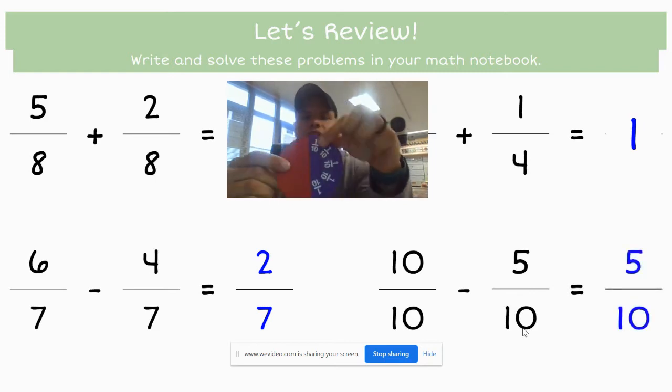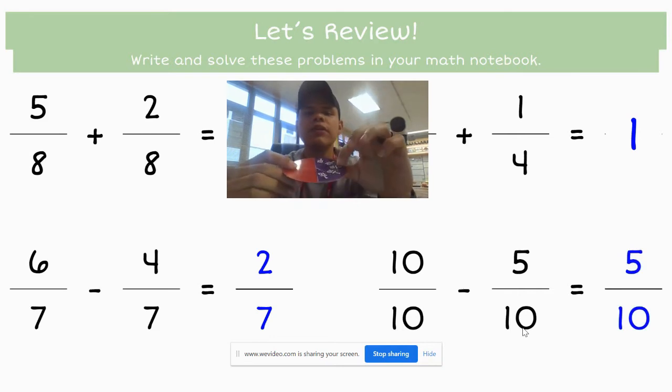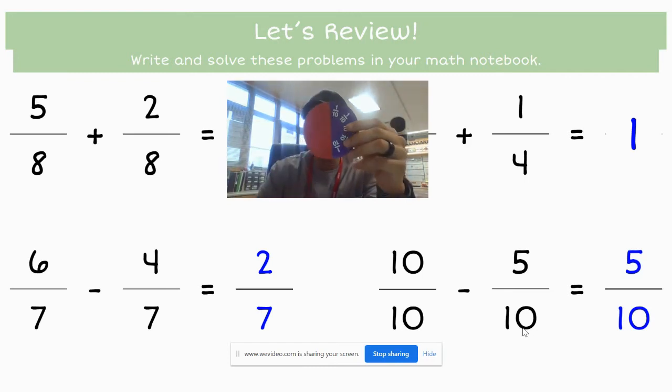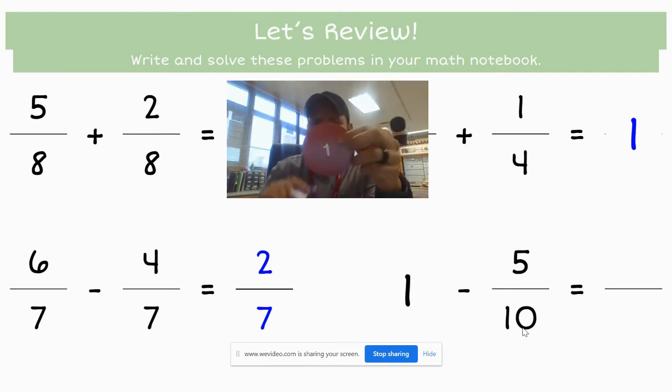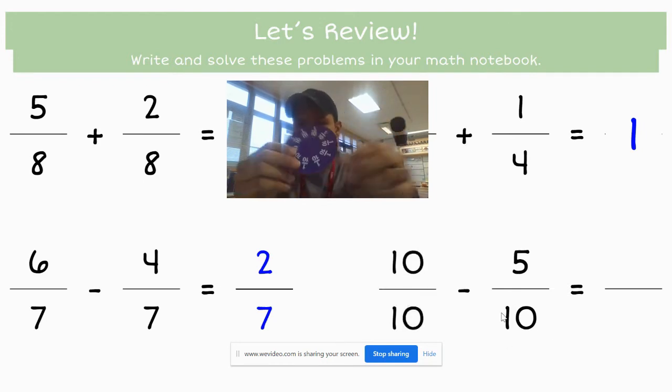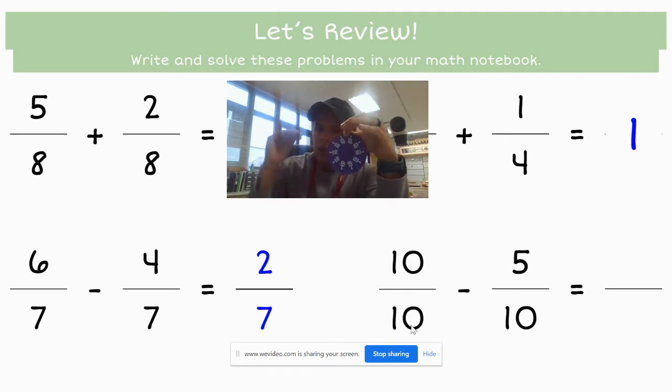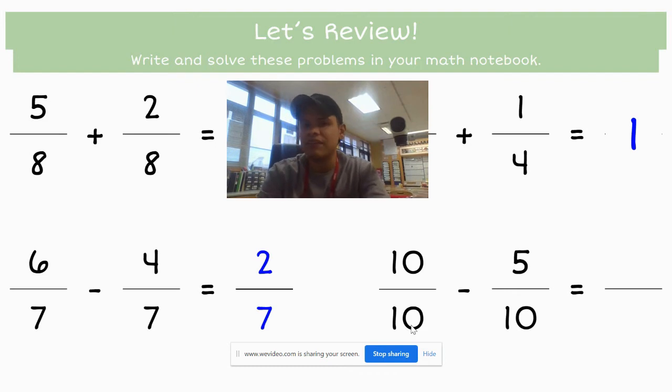So here I have 1, 2, 3, 4, and 5. 5/10. Okay, so in order to do that, when you have 1 whole, you need to replace it with, or rename it with, a fraction that has a common denominator. In this case, it's 10. And whenever you have the same number in the numerator and denominator, then that's how you know you have 1 whole. So 10/10 minus 5/10 is equal to 5/10 because 10 minus 5 in the numerator is 5.